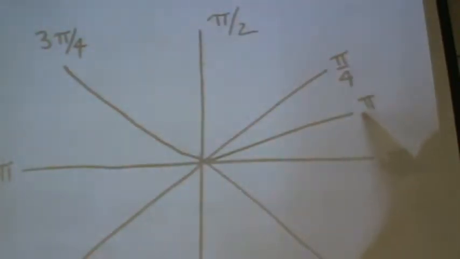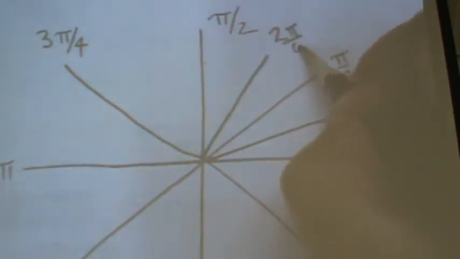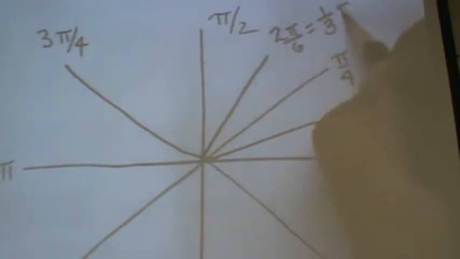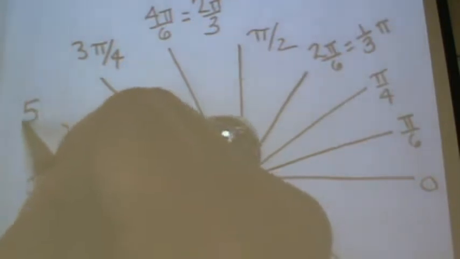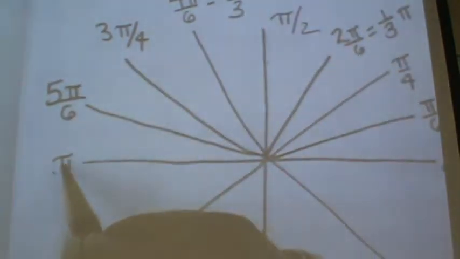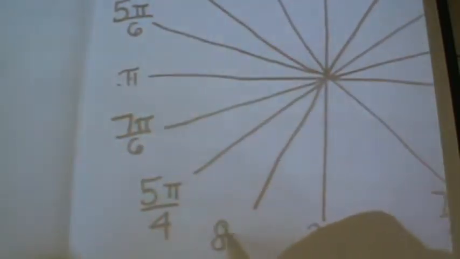And then let's do the 6. This is 1/6. This is 2/6. What's another name for 2/6? This is 3/6. This is 4/6. What's another name for 4/6? 2/3. So we have 4/6. We're at 5/6. We're at 6/6. We're at 7/6. We're at 8/6. What's another name for 8/6?